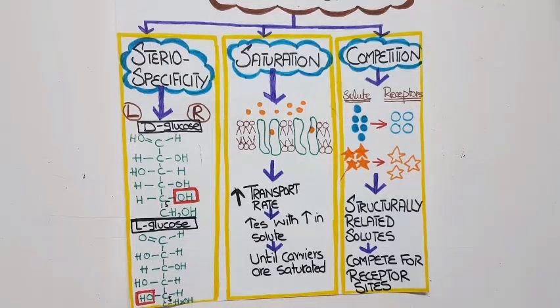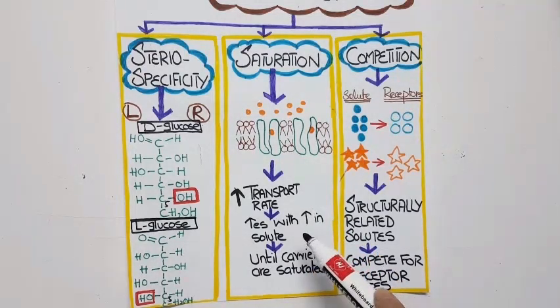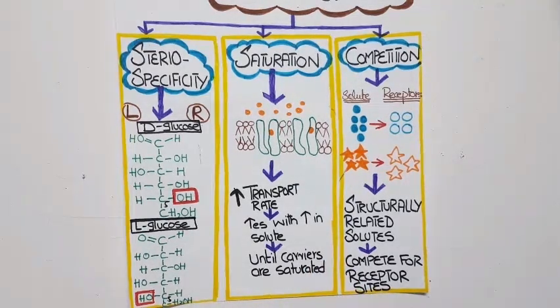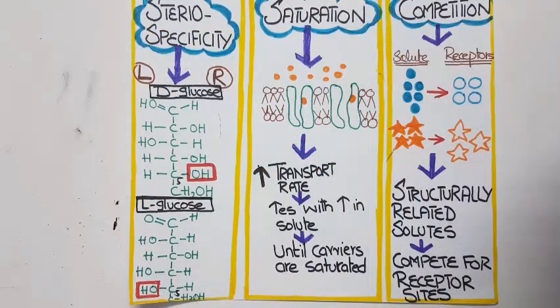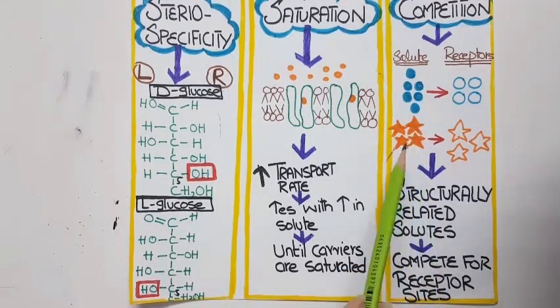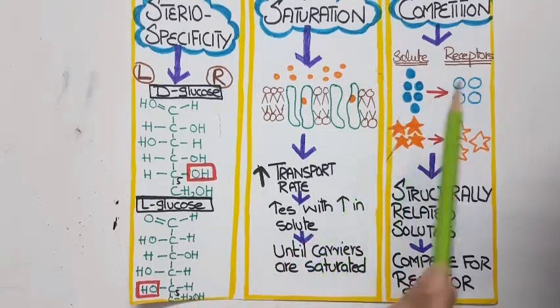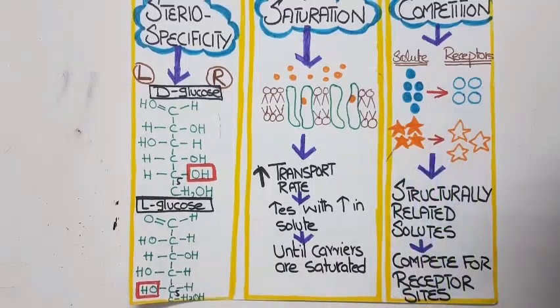Saturation. In carrier-mediated transport, the transport rate will increase with increase in solute particles until carriers are saturated. Competition. The structurally related solute particles will compete for the receptor sites. These are structurally related solute particles. For example, they will compete with each other for the receptor sites.